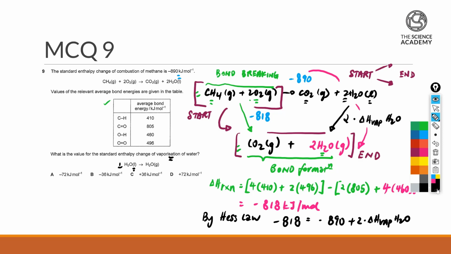So finishing off very quickly, the answer here for the enthalpy of vaporization of water, should you solve the equation, you should end off with a value of positive 36 kilojoules per mole. Just be careful and take into account that there is a 2 in front of the enthalpy of vaporization of water. For your final answer, you have to divide by 2 to get positive 36. And therefore, the correct answer for this question is C.